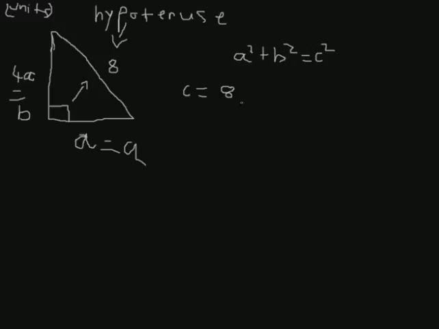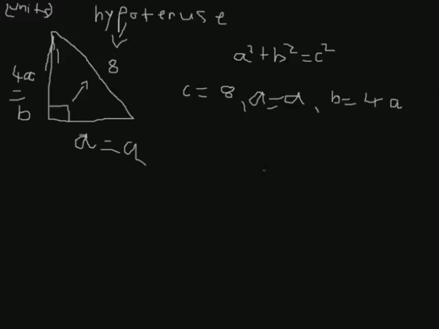So A is just equal to A. Now what is B? B equals 4A. So this length here is 4, although it doesn't look like it, this isn't drawn to scale. We're saying that this length here is 4 times the length of the other side.